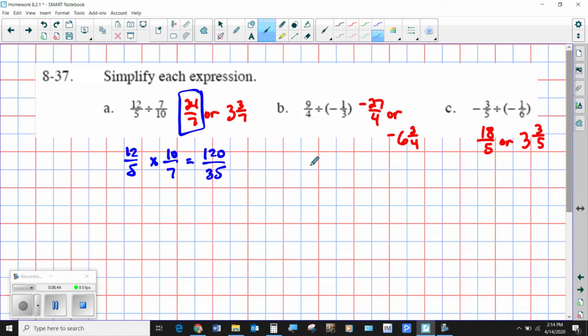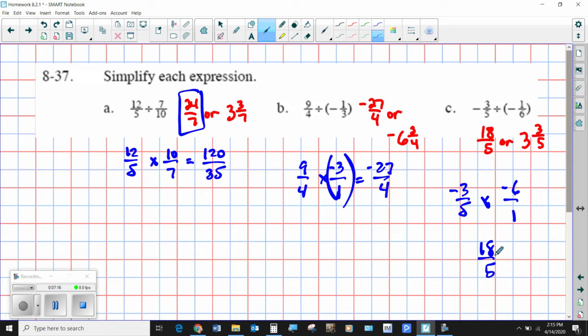Here, we're going to multiply times the reciprocal, and because it's a positive divided by a negative, you're going to get a negative answer. So I'm just going to treat this as, what does that become? 27/4, but we know it's going to be a negative, so I'm going to put that negative sign in because this was technically going to be -3. And then the last one, it's a negative divided by a negative, so you end up getting a positive answer. You get -3/5 times -6/1, so that ends up being +18/5.